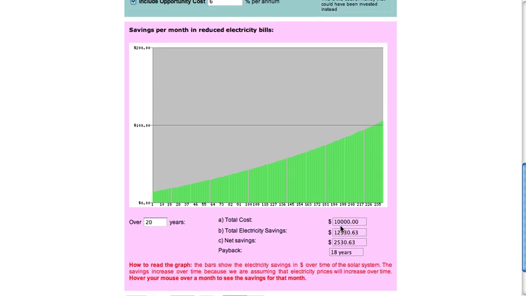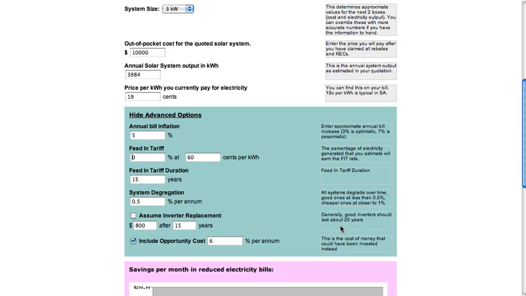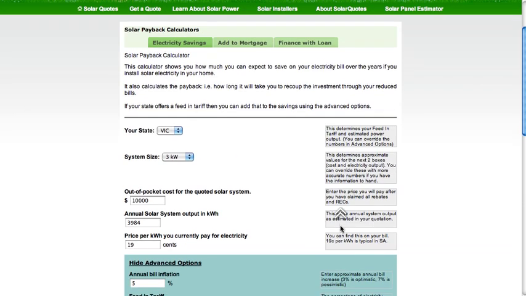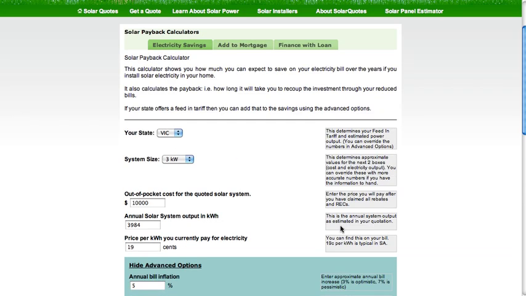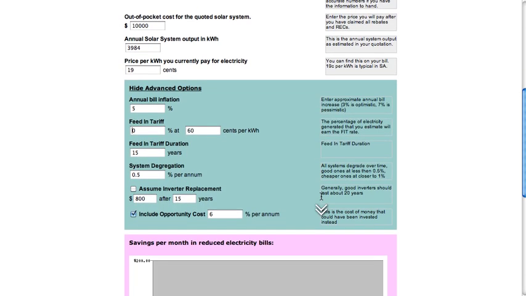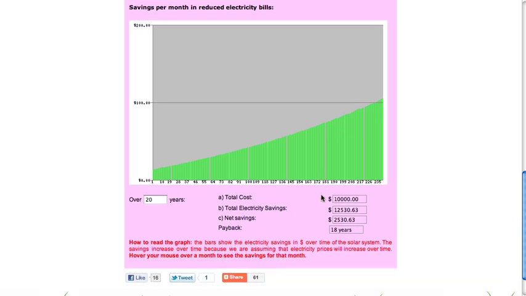So that's how you use the calculator, how you interpret the results. If you've got your quotes, take the numbers off them, put them in the boxes, and make your own mind up whether, from a financial point of view, it's worth going ahead.